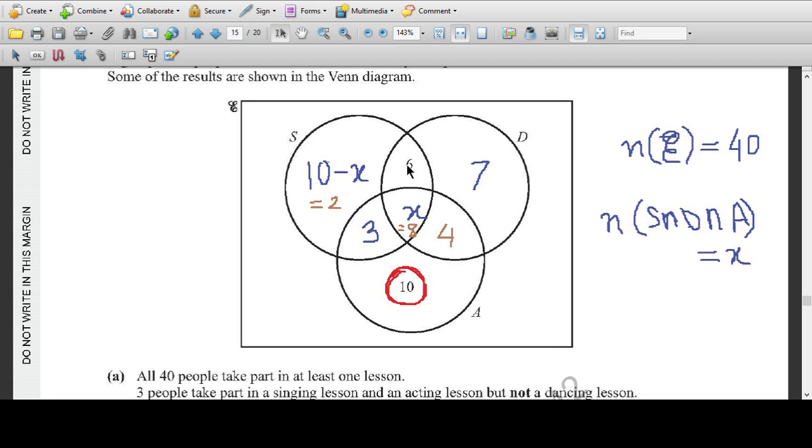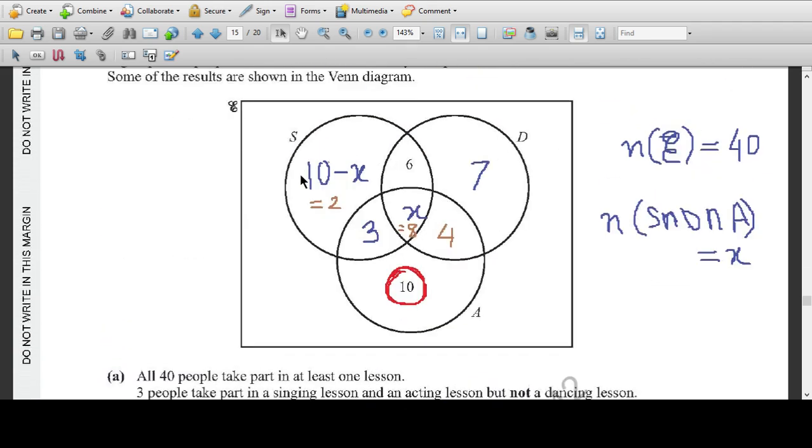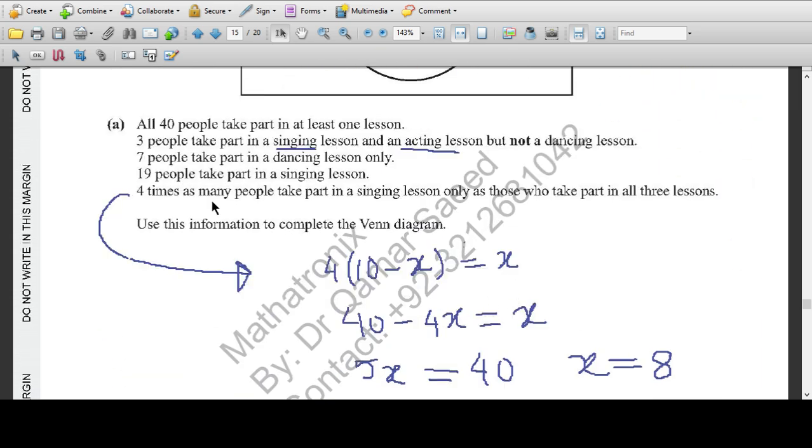So this 3 and 6 is 19, and here we have x, and so we will subtract this from 10 minus x. So when we add 10 minus x plus 6 plus x plus 3, this becomes 19. So we know that the singing part, 10 minus x, multiplied by 4 is equal to x. This information is here.